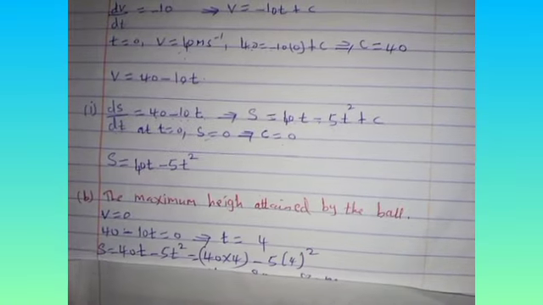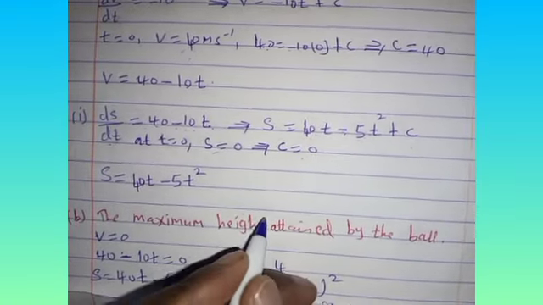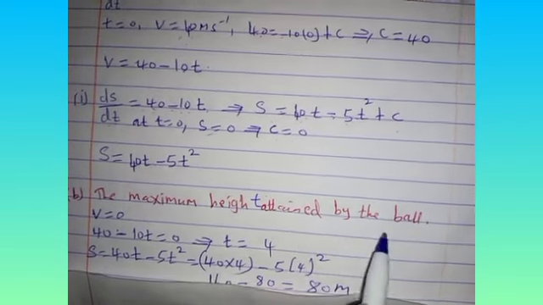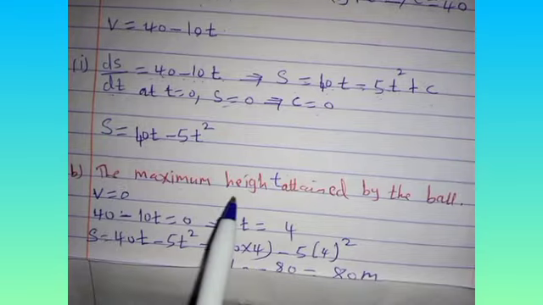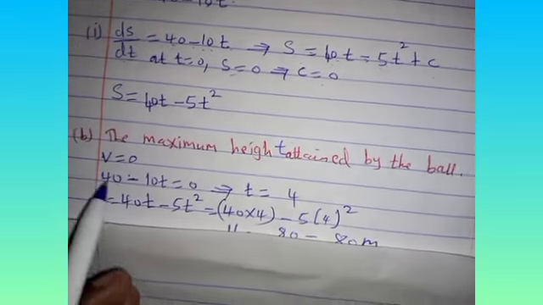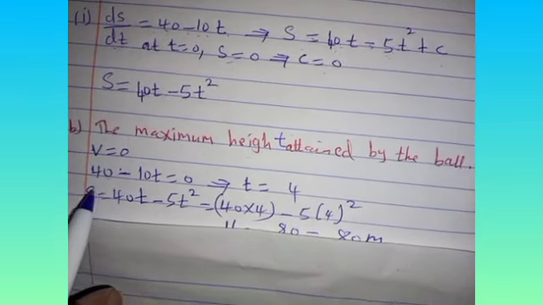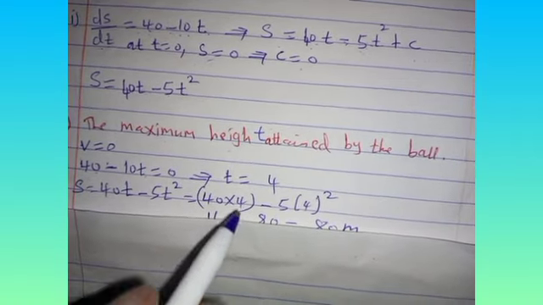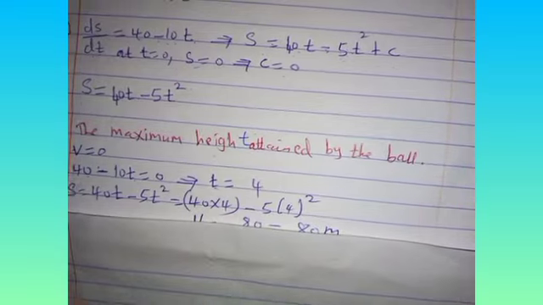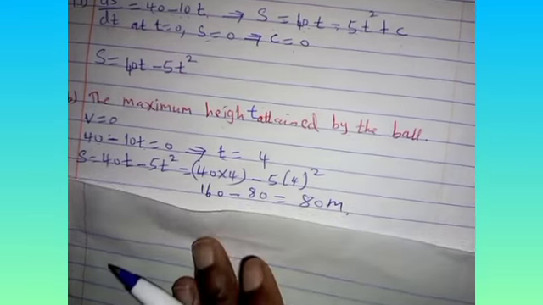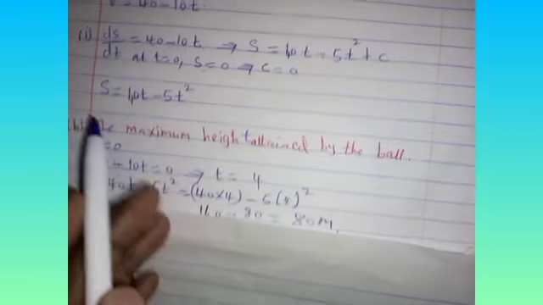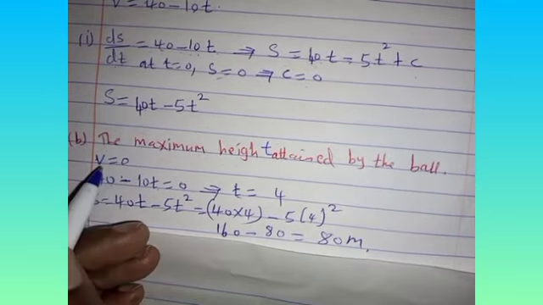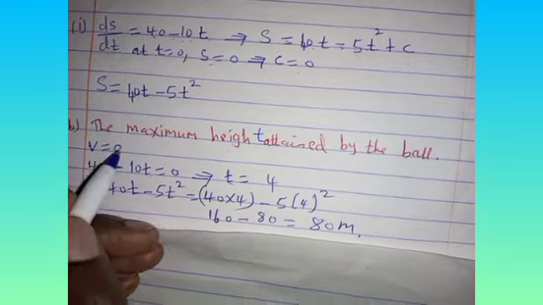So the maximum height attained by the ball is given when v is equal to 0. So 40 minus 10t is equal to 0. So t is equal to 4. So the maximum height attained by the ball: height is maximum when the velocity is 0.